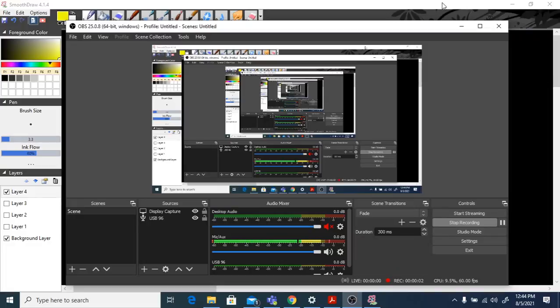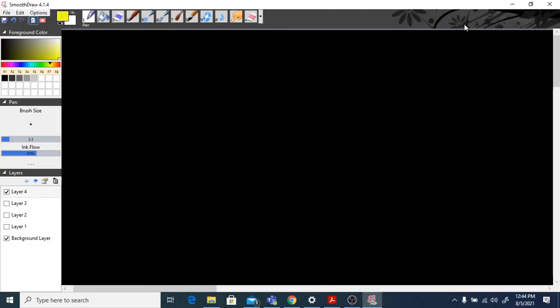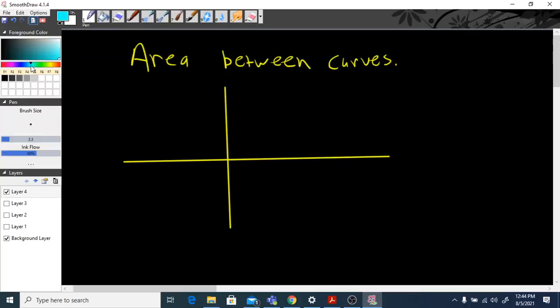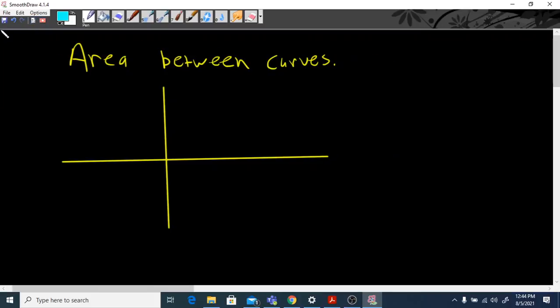Hello everyone and welcome to this video on Unit 8 of AP, Area Between Curves. To understand how to find the area between two curves, as long as we have a pretty good understanding of what the integral actually is, then this is no big deal.